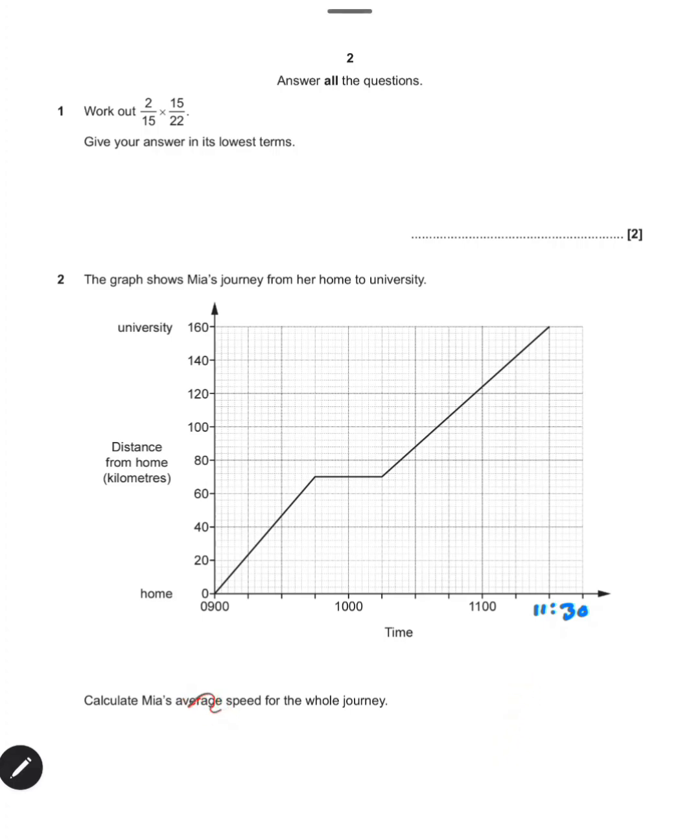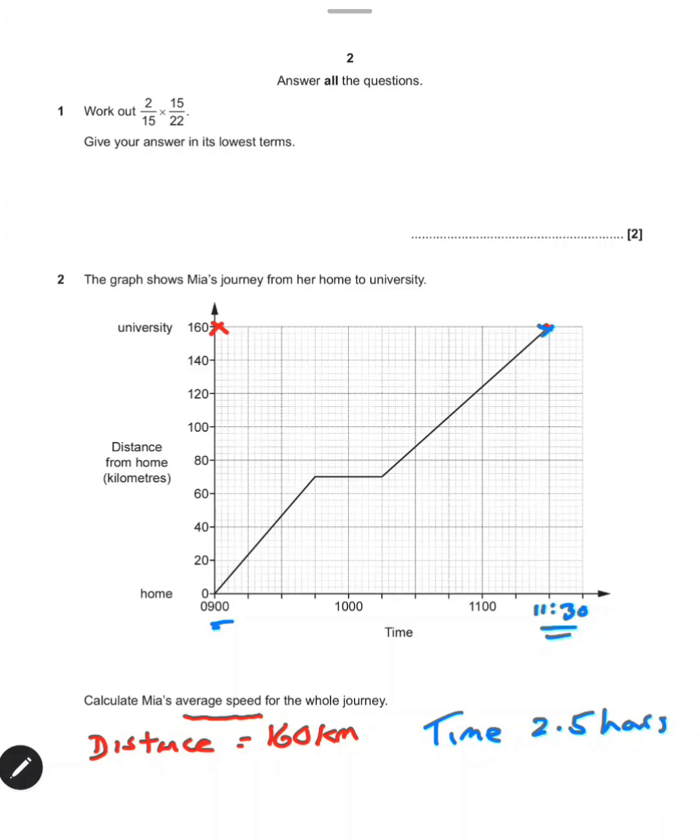We're asked for average speed. Well, if we look at the entire journey, we can see we started at 0 kilometres from home. We finished at 160 kilometres from home. The distance travelled is 160 kilometres. Having a look at the time axis, we can say we started at 9 o'clock. We finished at 11:30. That is a time of 2.5 hours.